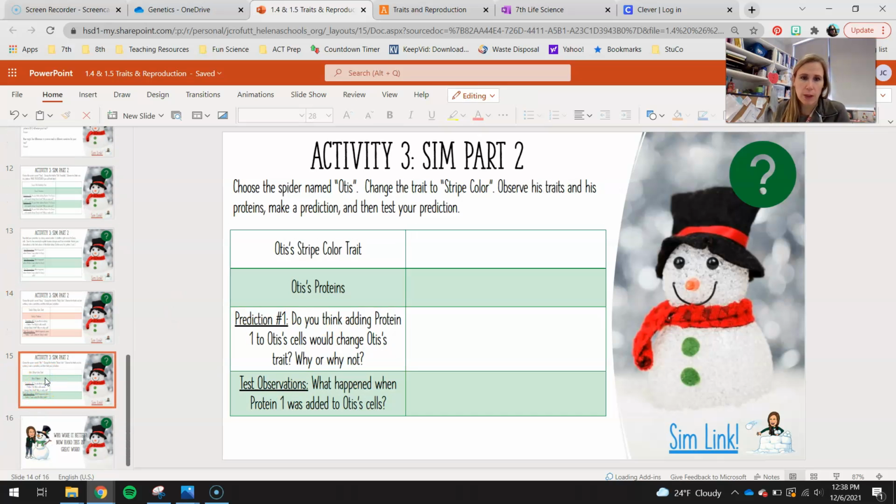Okay, last guy that we're going to look at is Otis. Change his trait to stripe color. Observe his traits and his proteins. Make a prediction, then test your prediction. So what is his stripe color? What proteins does he have in his cells? Do you think adding protein 1 to Otis's cells would change Otis's trait? Make a prediction, explain why or why not. And then go ahead and add protein 1 and see what happens.